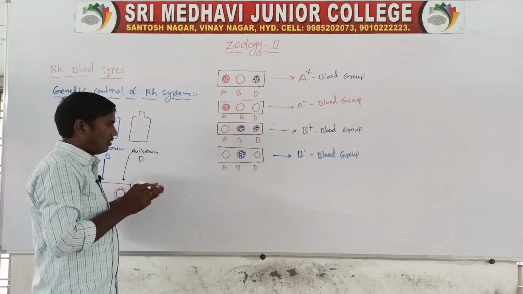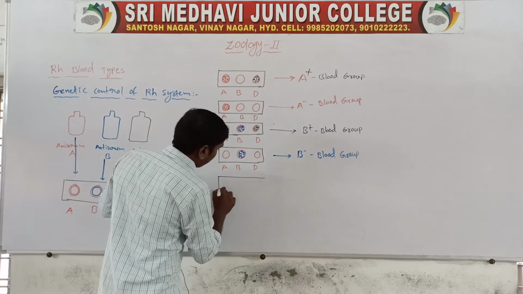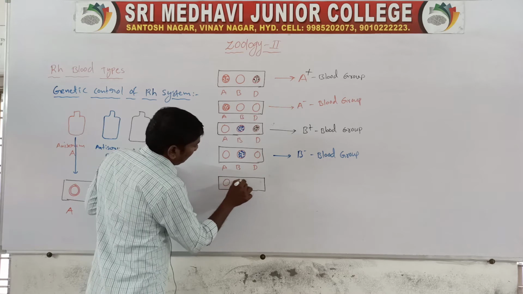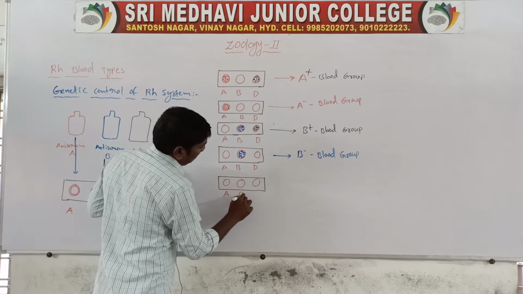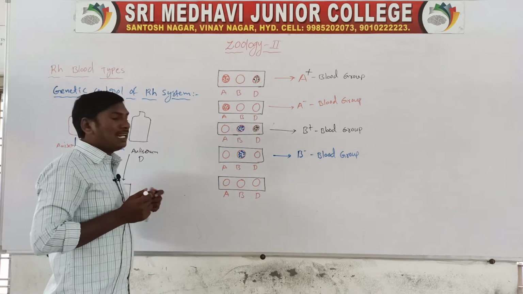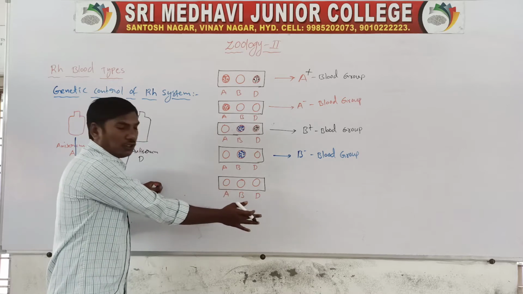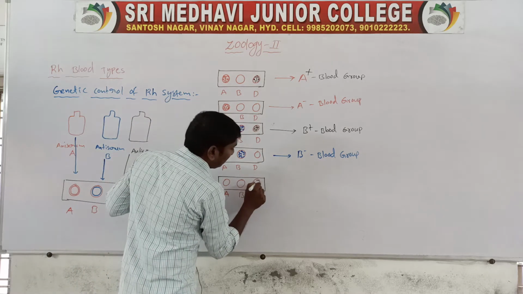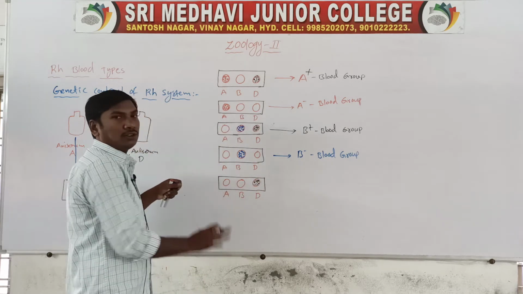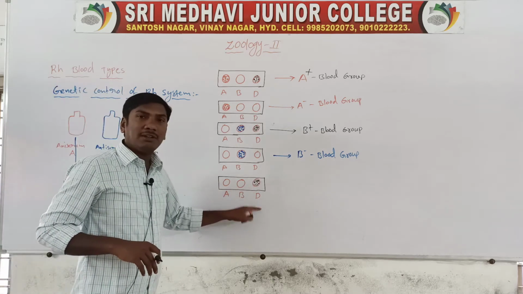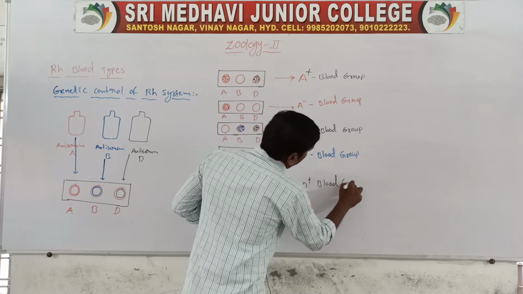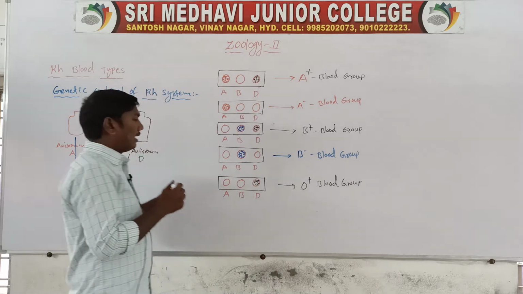Next one. Sample A, sample B and sample D. Clumping forms only in the D sample. There is no clumping in A and no clumping in B, so the blood group is O. Since D shows clumping, this blood group is called O positive.